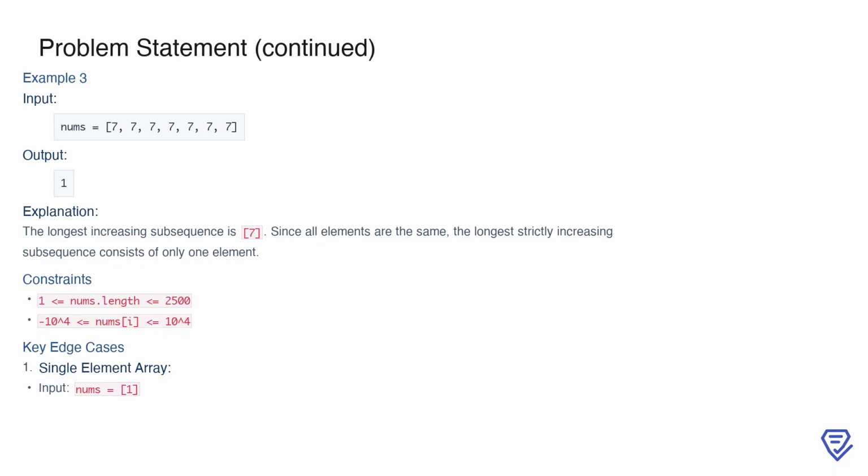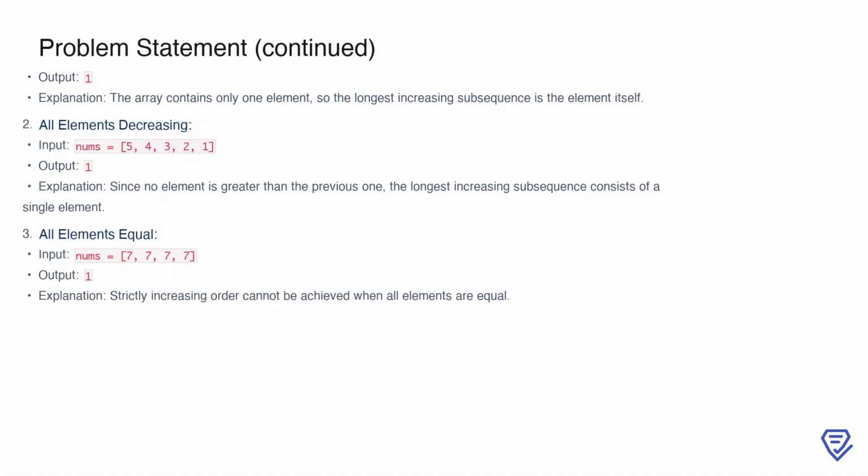The constraints for this problem specify that the length of the array can go up to 2500, and the values in the array can range from -10^4 to 10^4. This means that our solution must handle both large input sizes and wide ranges of values efficiently. Some key edge cases to consider include arrays with only one element.